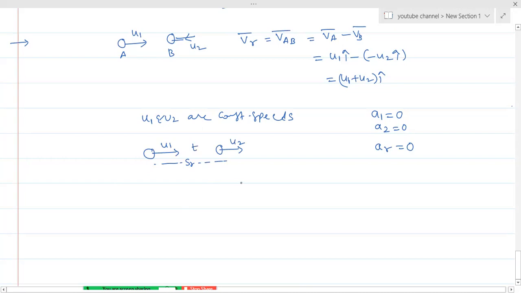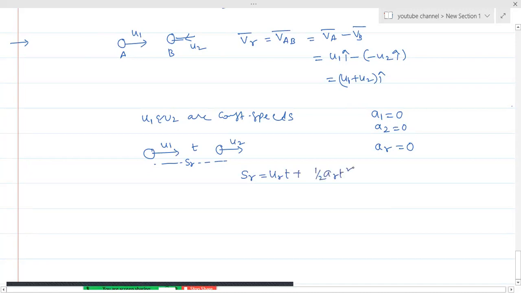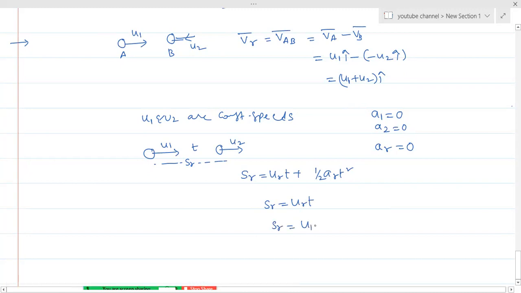What will be the relative separation between the two bodies after some time t? Suppose it is asked like this, so we will apply the equation of motion S equivalent to ut plus half at square. So that means AR equivalent to 0. Therefore, we will write SR equivalent to UR into T. So relative separation equivalent to U1 minus U2 into T.